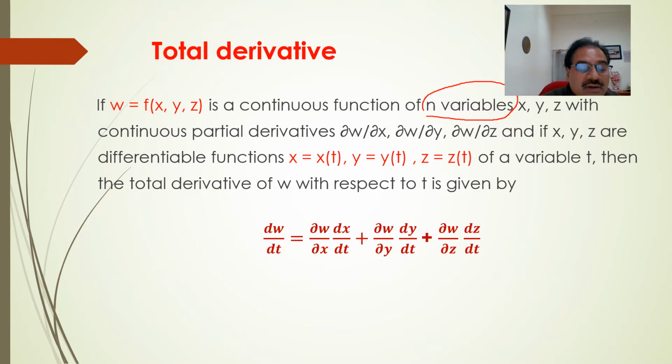of a variable t, then the total derivative of w with respect to t is given by this equation. So this is the equation of total derivative: dw by dt is equal to del w over del x, this is with respect to x first, and then dx by dt, plus del w by del y into dy over dt, plus del w by del z into dz by dt. So this is known as the total derivative.